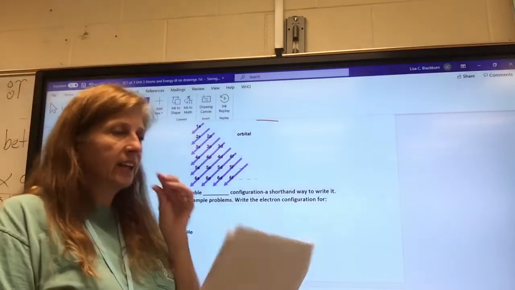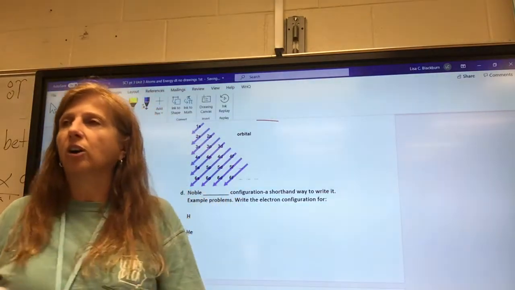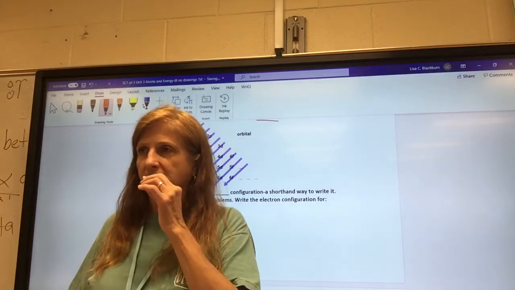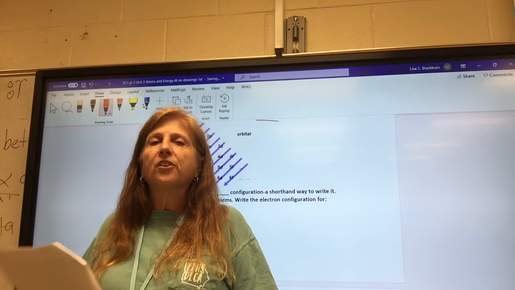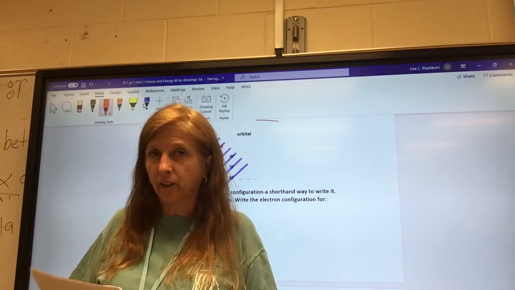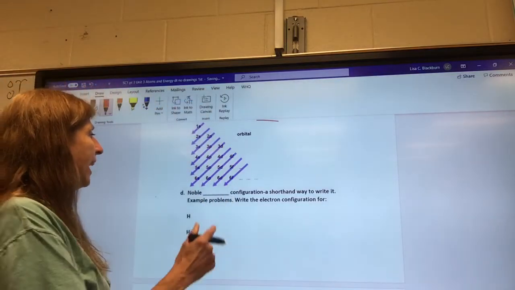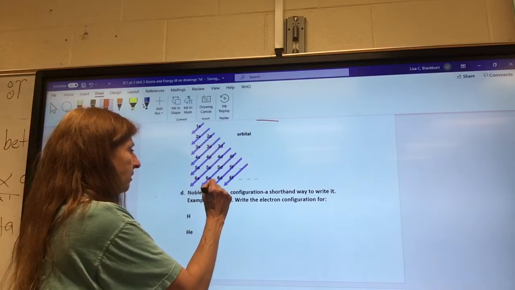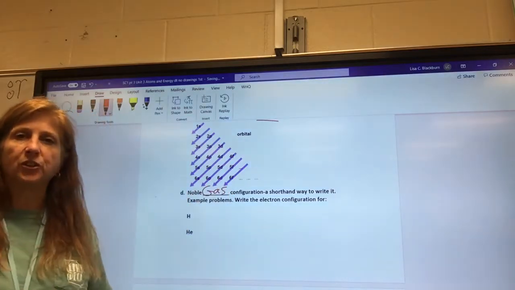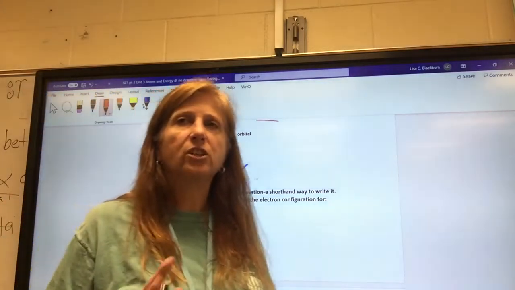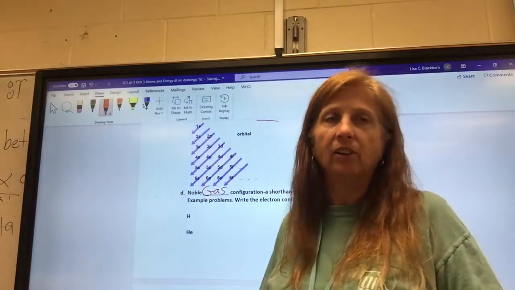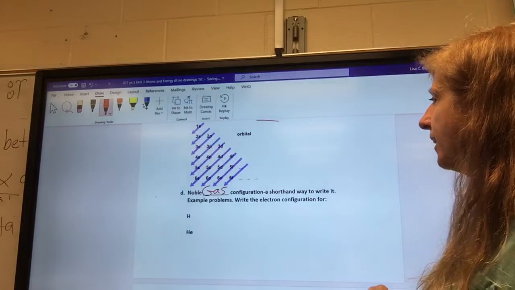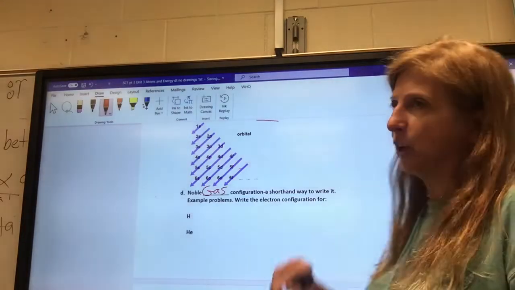Okay, there's another thing. Once we learn to write these electron configurations, the ones for the big atoms are very, very long. So there's a shortcut way to do it called the noble gas configuration. And I'm going to teach you that too, but you can't just use noble gas. You have to know how to do both for the test. So this is sort of like a preview. All right, so now we're going to do an example problem.